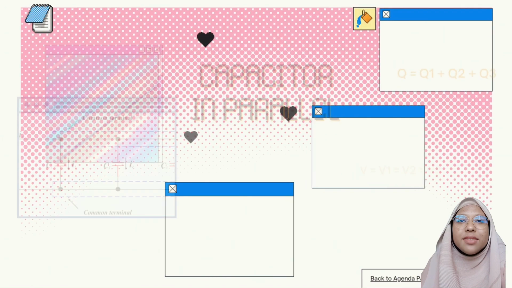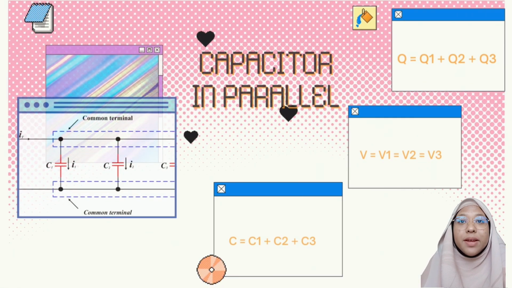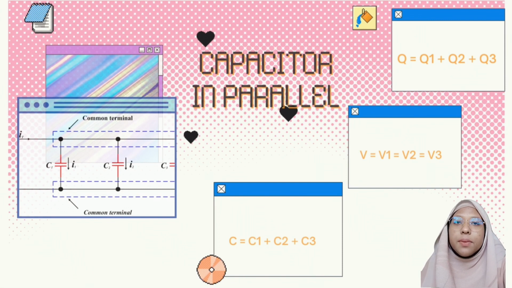I will proceed to explain about combination of capacitors in parallel. When capacitors are connected in parallel, the potential difference across each capacitor is the same. The total potential difference across the circuit is equal to V1, V2, and V3. However, the charge on each capacitor is different. The total charge in the circuit is the sum of the charge on each capacitor, which means Q total is equal to Q1 plus Q2 plus Q3. For parallel circuits, the equivalent capacitance can be calculated by the formula C total equal to C1 plus C2 plus C3.